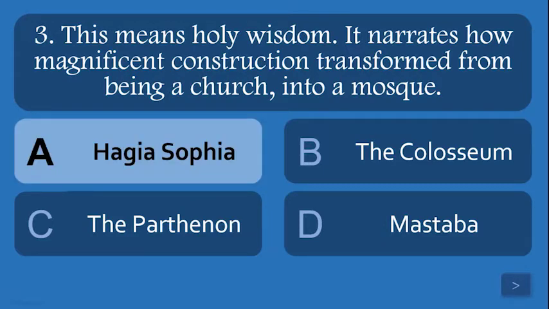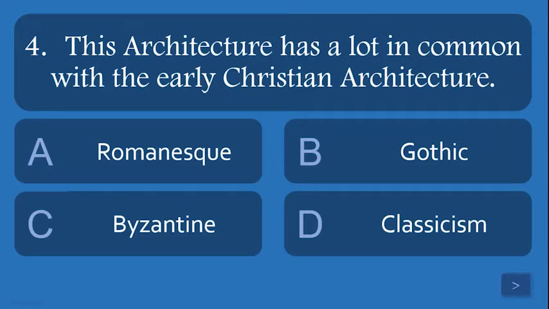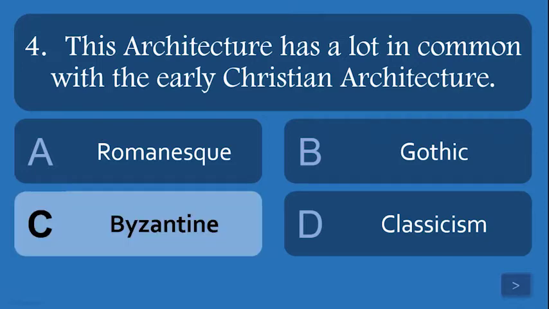Hagia Sophia. Number 4. This architecture has a lot in common with the early Christian architecture. A. Romanesque, B. Gothic, C. Byzantine, D. Classicism. The correct answer is C.